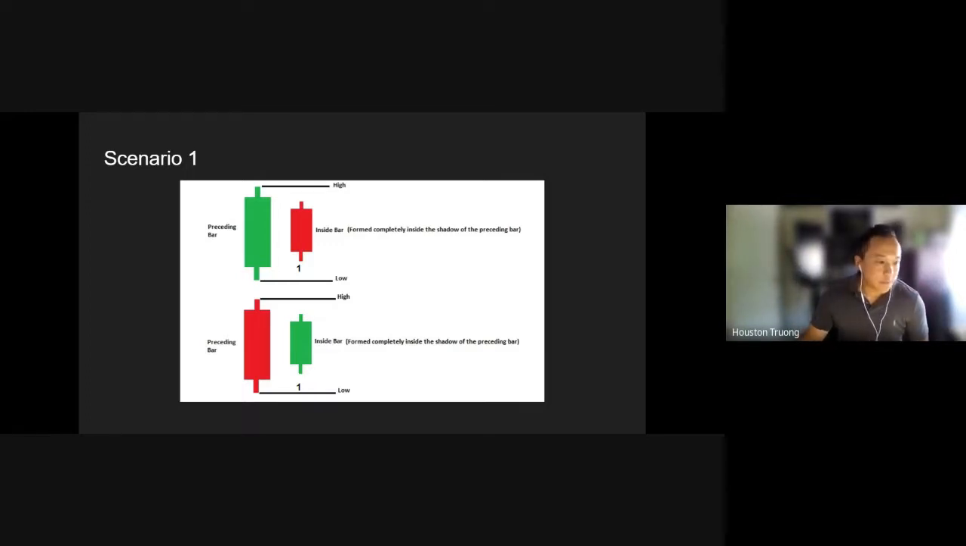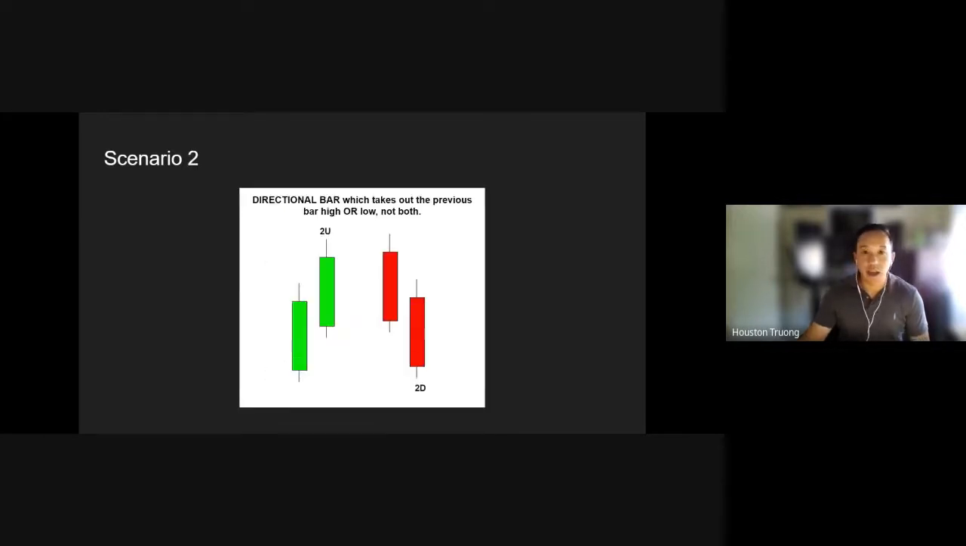So that's scenario 1. Let's talk scenario 2 now. Scenario 2 is just that, a directional move. A directional move is very straightforward. All it means is the current bar takes out the prior bar's high. So if it goes up, that's called a 2 up, scenario 2 up. If it's down, it's a 2 down, right?